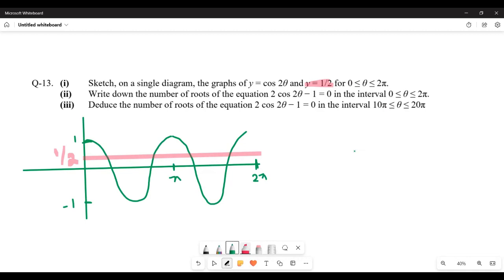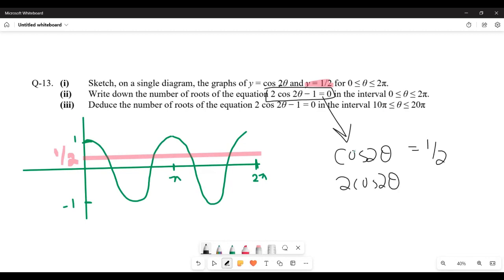Write down the number of roots of this equation. Now, where is this equation coming from? This equation comes when you equate the given two equations. 2 goes to the other side, cross multiplication, and then minus 1 equals 0.